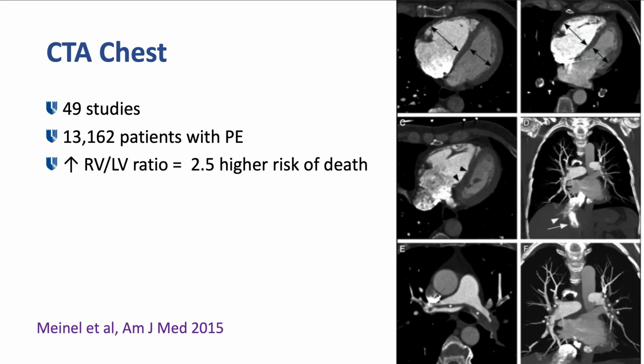CT angiogram of the chest is not only helpful to diagnose PE, it is also helpful to address the right ventricular to left ventricular ratio, as we can see here, and this is usually calculated by 1 centimeter below the annulus of the right ventricle and the left ventricle. It can show you the early septal bowing. It can also show significant septum bowing on the left ventricle. Subdiaphragmatic clots can be easily seen as well.